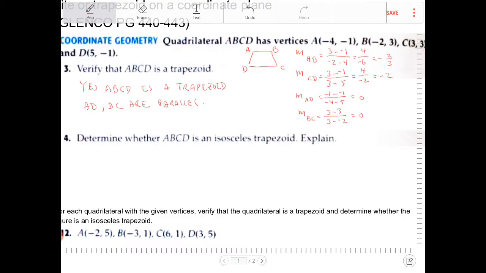Okay, then the second part says determine whether ABCD is an isosceles trapezoid or not. There are two ways that you can approach this. One way is to find the side length of AD and BC and see whether or not they are the same length. If they are, then that's isosceles. An alternate way is to find the diagonals to see whether or not they are the same. So I'm going to find the length of AD and BC. I'm sorry, not AD, what am I saying? I want to find the length of AB and CD.